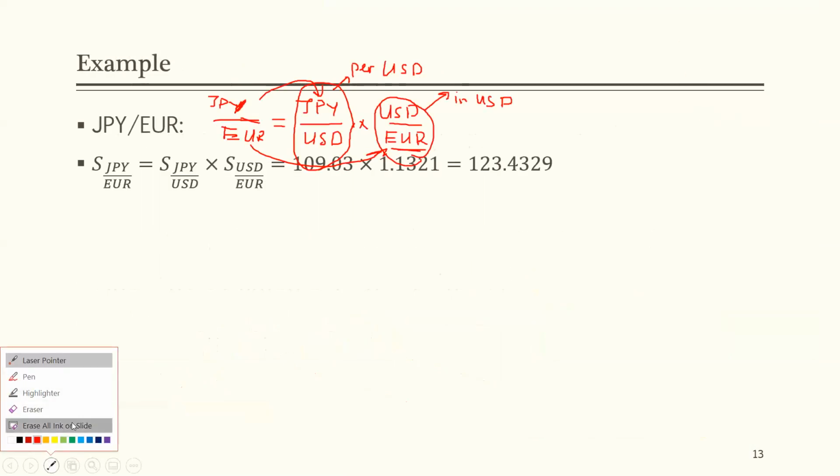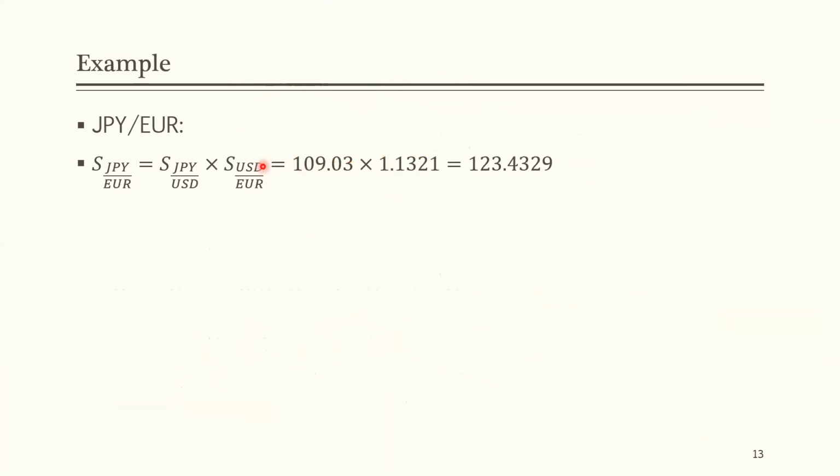I'm going to erase it here to make it easier to see. So if I times these two numbers, I will get 123.4329. Okay. Are we good here? So how do I read this number? What does this number tell me?